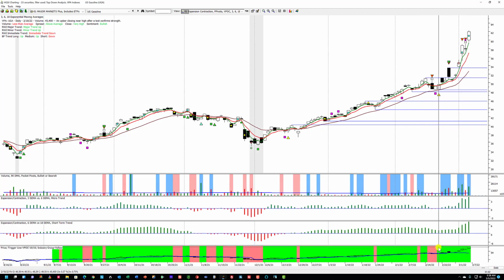Also, looking down here at the bottom, the volume point of control on this pullback here went from the bulls to the bears, and then right here there was a low volume test, confirmation of that test, and on the same day the volume point of control went positive. The 3 went negative for a day or two, and then 2 days, and then it turned positive after this, and there was a pocket pivot generated. So a lot of strength in gasoline, as you would expect.